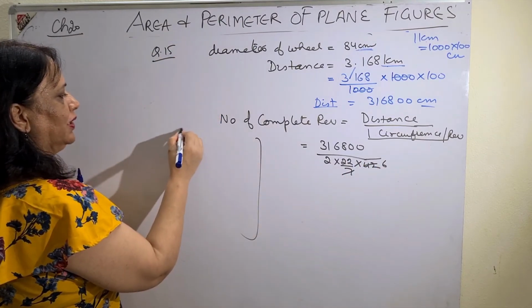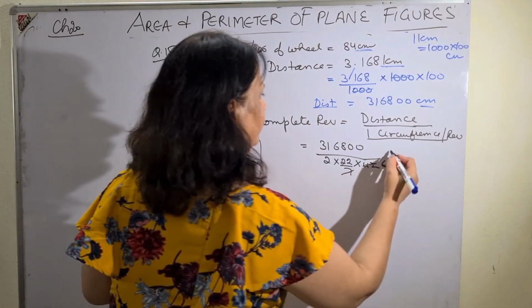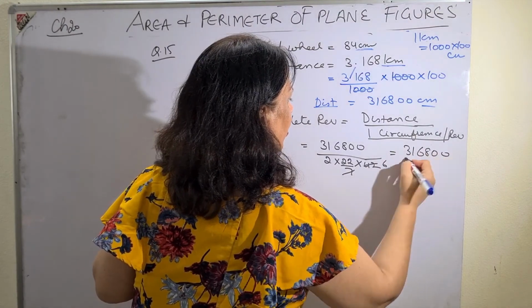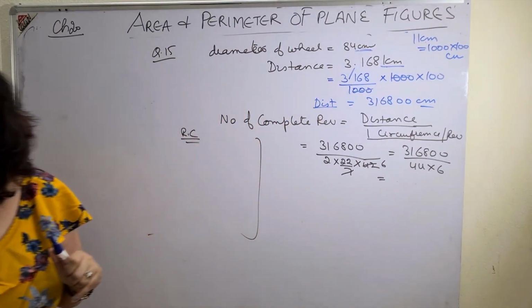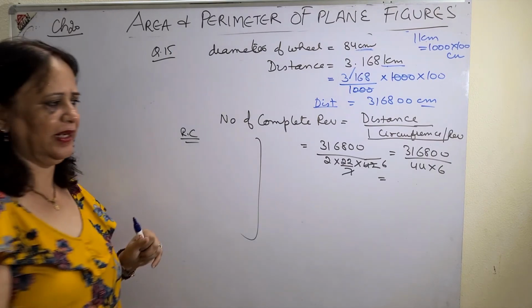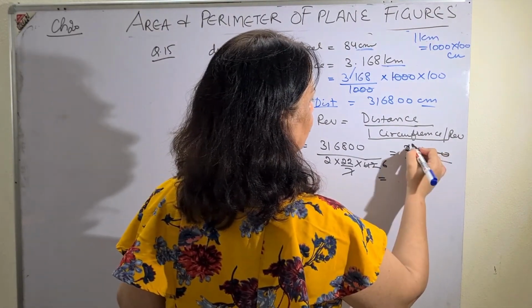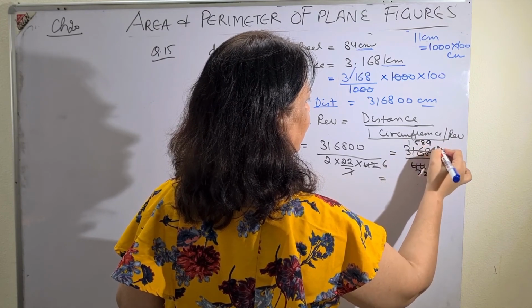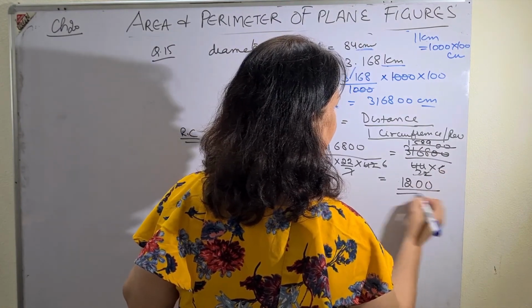Again, same thing. Make the rough column and do the calculations. 3,16,800 upon 44 into 6, and this will give you your required answer. You can divide it, or you can cut it also as you find easy. And ultimately see, when you do all things, for example 22, and you cut it by dividing by 2, 1 the 2, 2 5 the 10, 2 8 the 16, 2 9 the 18, and so on. Again, when you do it, ultimately your answer will be 1200 revolutions.